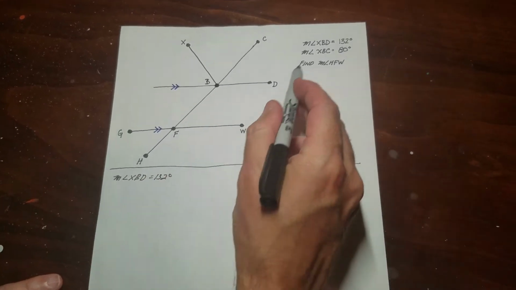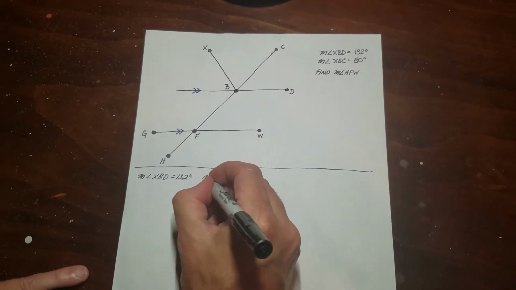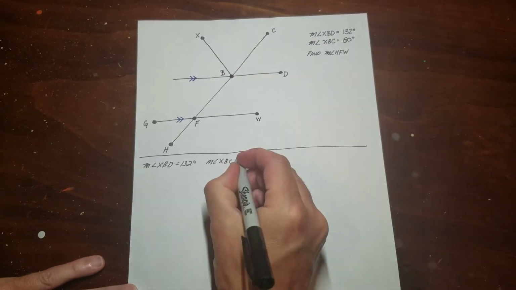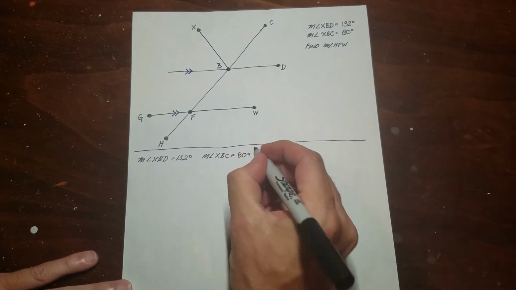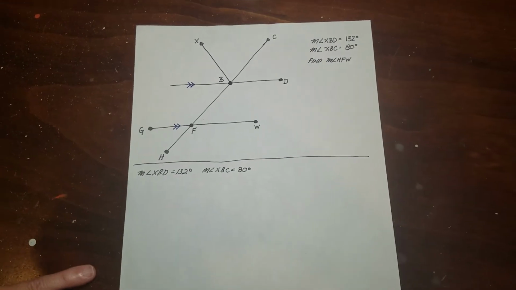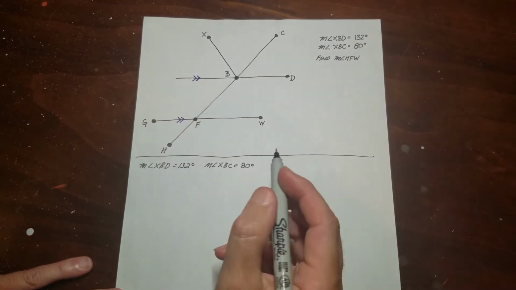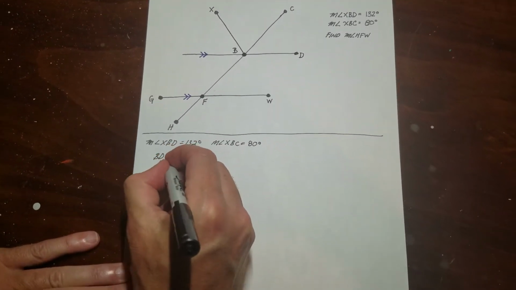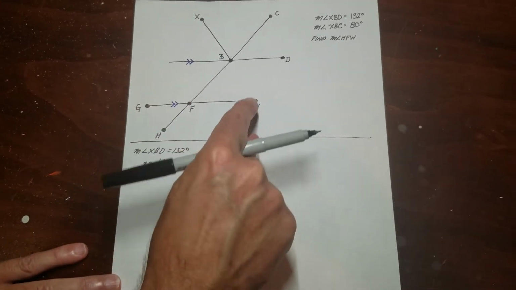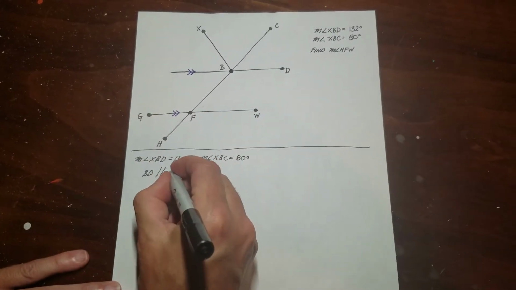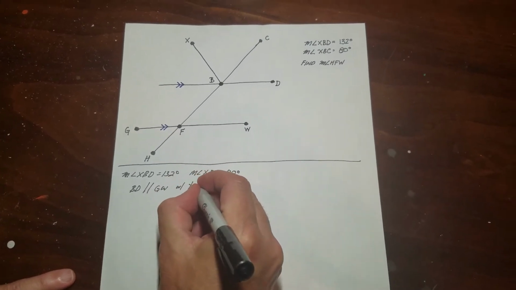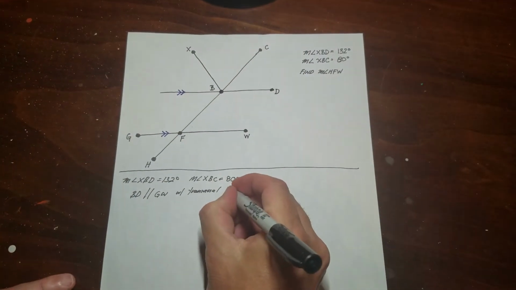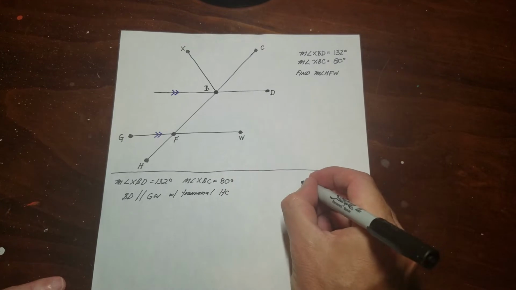So I have that XBD is 132. I have the measure of angle XBC, which is this one here, is equal to 80. And then I'm going to write down the parallel thing indicated on the figure. So this is going to be line BD is parallel to GW, or GF or WG, whatever you want to call it, but I'm going to call it GW, with transversal HC. And so that was all given to me.